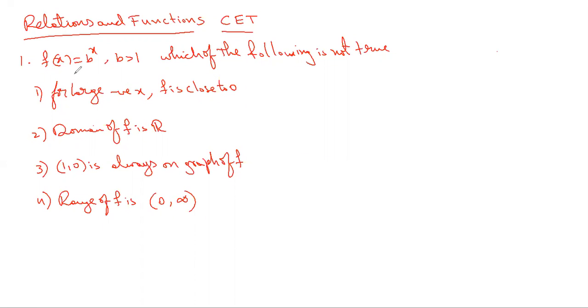To do this problem, we need to know the graph of f of x equals b power x. F of x is equal to b power x graph. As b is greater than 1, for example, take b equal to 2. Then let us draw the 2 power x graph. This is 1 and this is 2. 2 power 0 is 1.